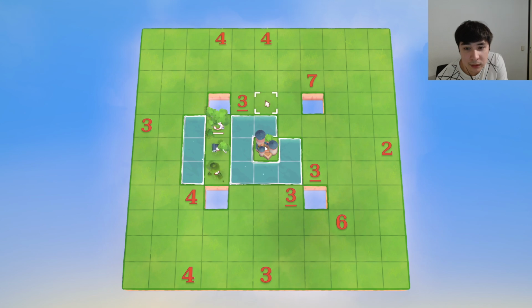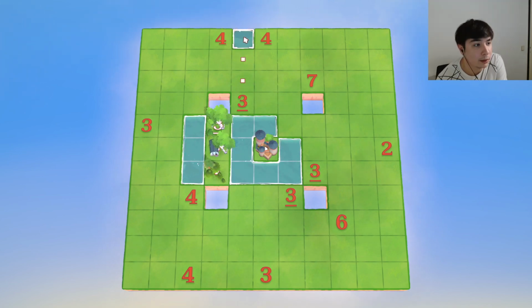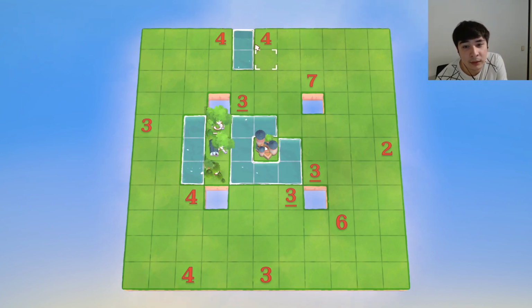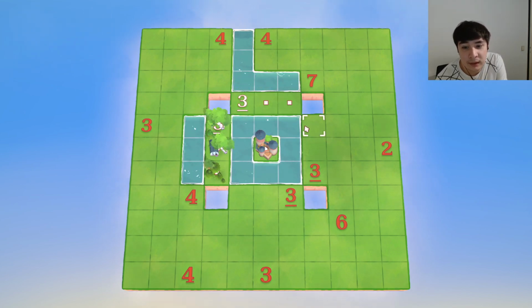I think this 3 goes across here because if it goes up, it creates this pocket of isolated water, and that is bad. This has to be water here to separate the 4s. So we have this situation here.